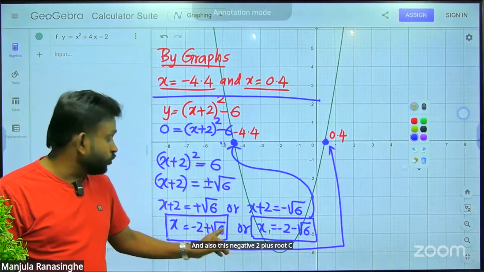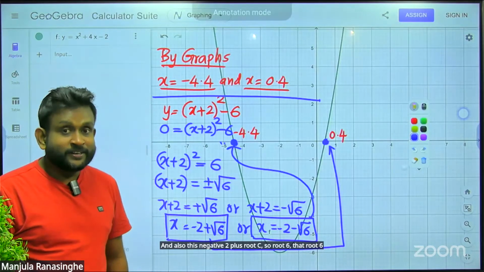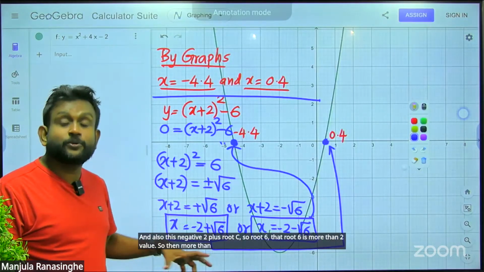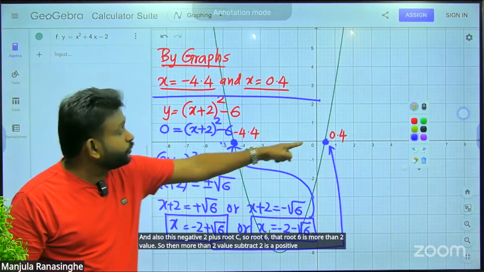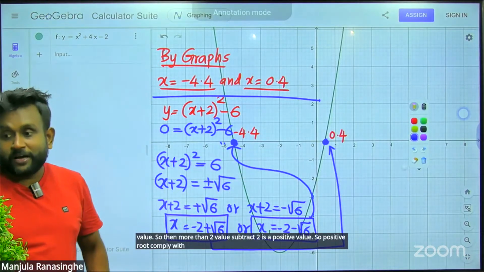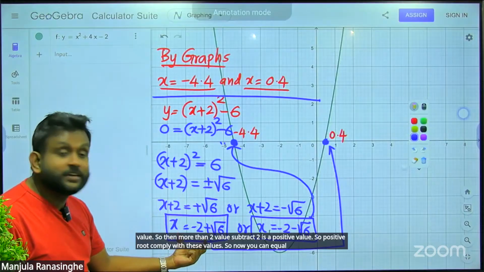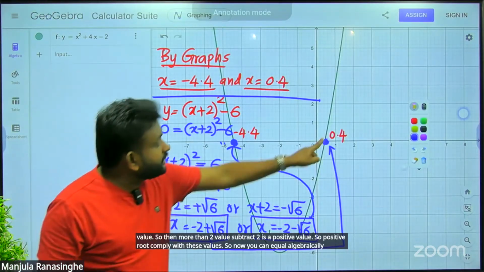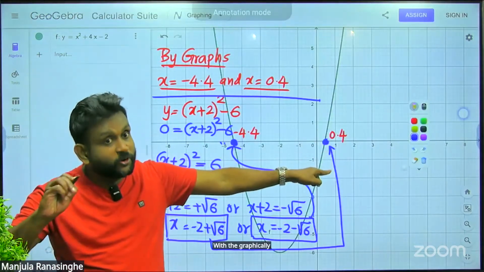Also negative 2 plus root 6: root 6 is more than 2, so subtracting 2 gives a positive value. So the positive root complies with these values. So now you can equate the algebraic solutions with the graphical roots, matching the corresponding ones.